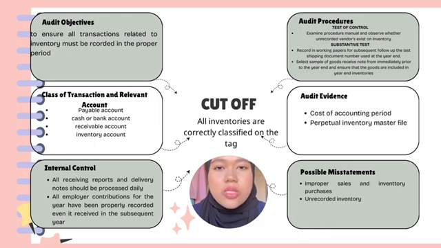Audit evidence provided to support this audit procedure: the auditor will rely on the cost accounting period, which helps trace the timing of transactions, and the perpetual inventory master file, which provides real-time data on inventory level. Possible misstatement happens if internal control or cut-off procedure fails. Two major misstatements may occur: improper sales and inventory purchases, and unrecorded inventory leading to understatement of asset or profit.